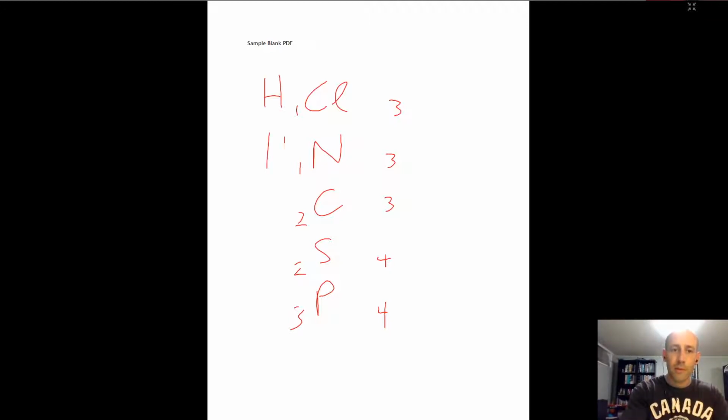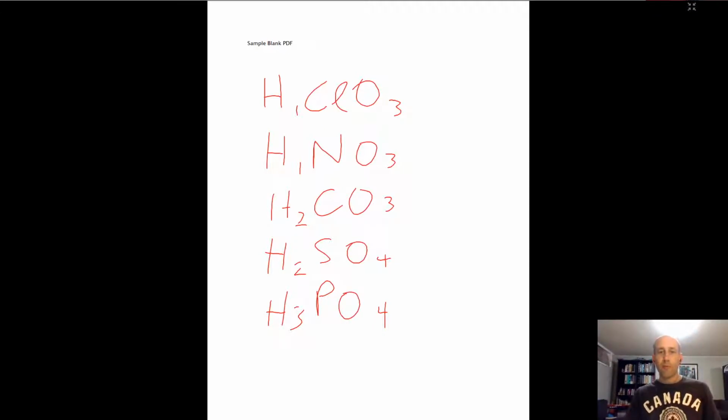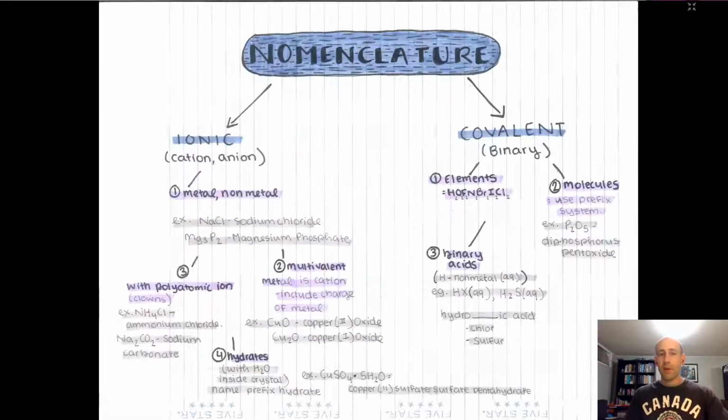H down this column, and O's down this column. And what you have is the correct formula of 5 oxyacids. They are chloric acid, nitric acid, carbonic acid, sulfuric acid, and phosphoric acid. So by memorizing clowns never con smart people and those numbers, you can write the correct formula of these 5 oxyacids. Now I'm going to teach you how to name their derivative ions.